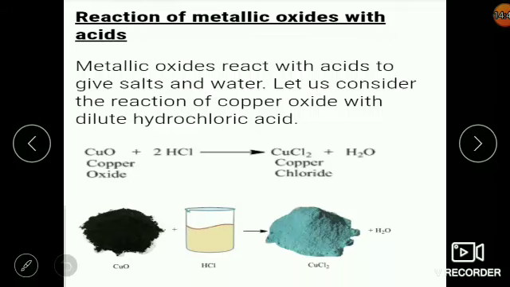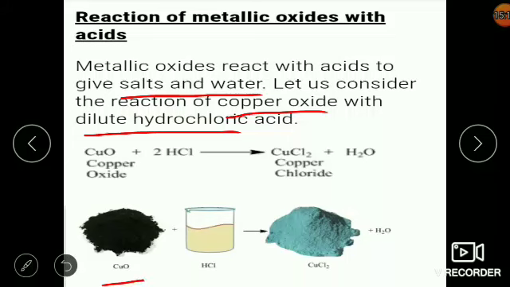The next set of reactions is the reaction of metallic oxides with acids. Metallic oxides react with acids to give salts and water. That is a very common reaction. How do metallic oxide and acid react? They produce salt and water. Let us consider an example: copper oxide, a metal oxide, reacting with dilute hydrochloric acid. Copper oxide plus acid forms salt, copper chloride, and water.